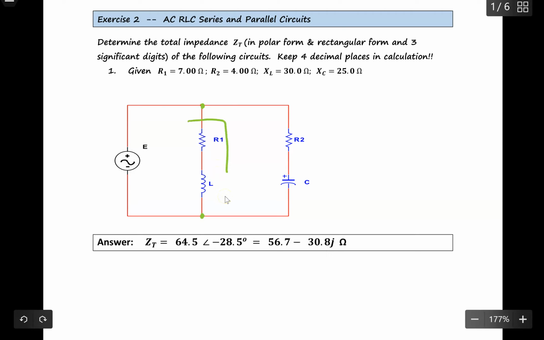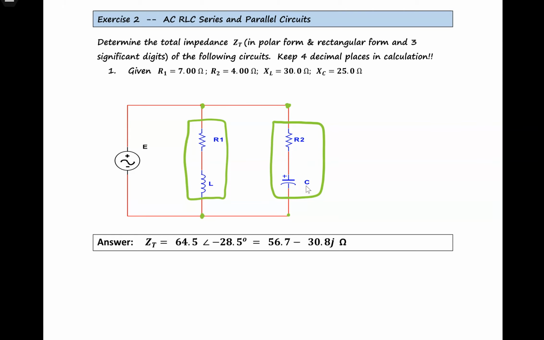Alright, so I can identify this as R1 in series with the inductor, and for this part I can identify R2 connected in series with this capacitor. So let's label this one as Z1 and let's label this one as Z2.